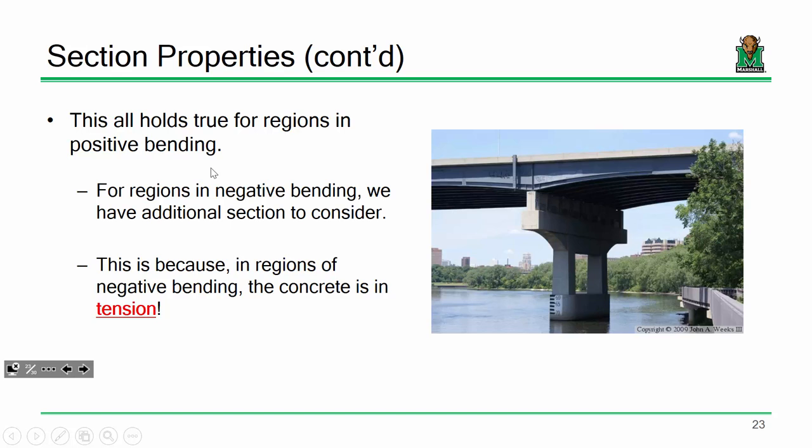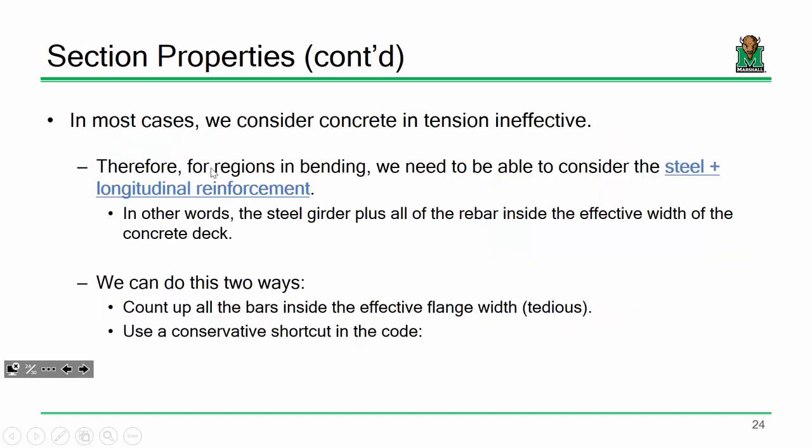We can't always use just the steel plus the concrete, because in negative bending, like a region that you would see right here, this region over the pier, the beam and the bridge is bending like this. So the concrete is in tension. Make sense? So what we've got to do is look at a fourth section, which consists of the steel and the rebar, the steel and the reinforcement inside that section.